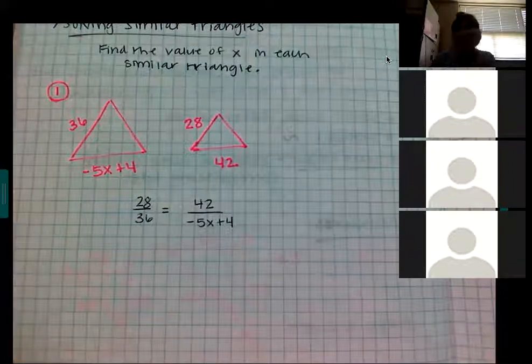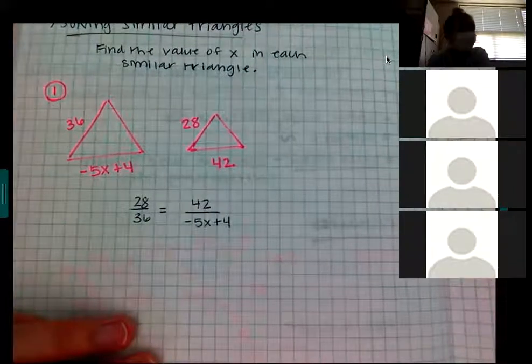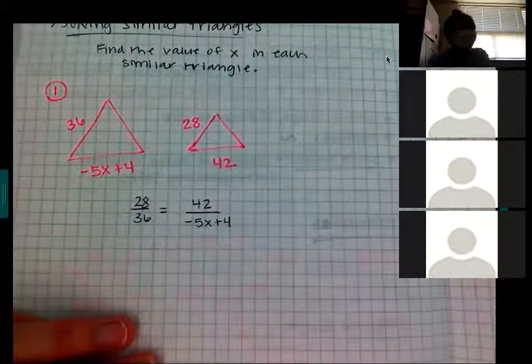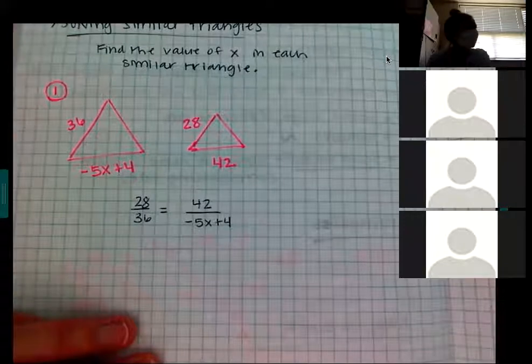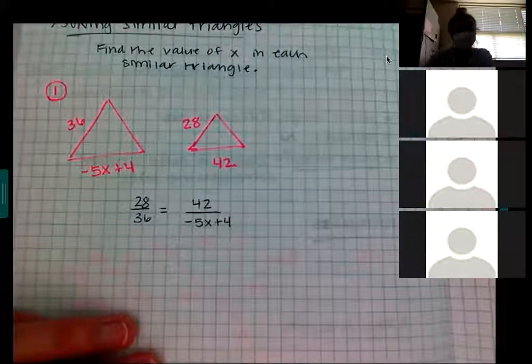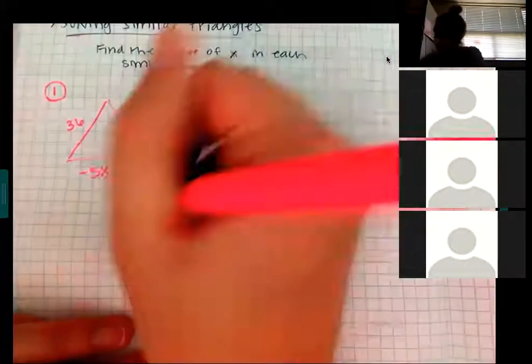Okay. All right, how do we solve it? Third time I'm going to ask. Cross multiply. One of my kids last year was trying to multiply top times top, bottom times bottom. That's not what we're doing. We're not multiplying like the fractions. You are cross multiplying to solve the proportion.